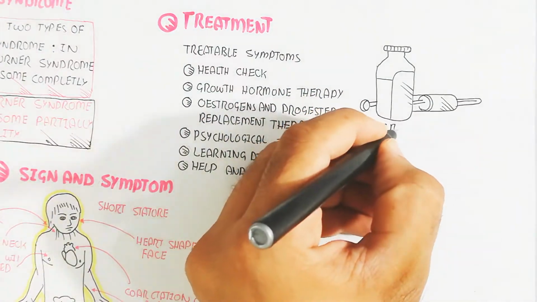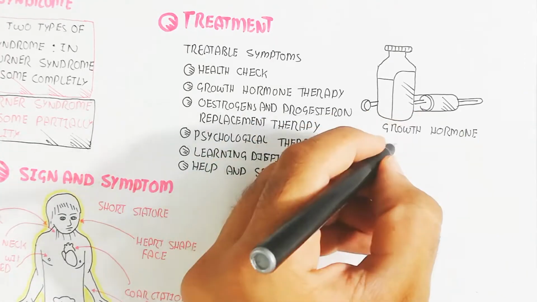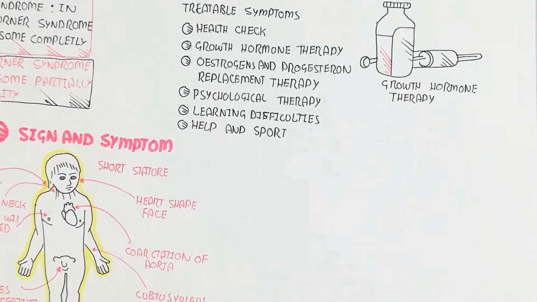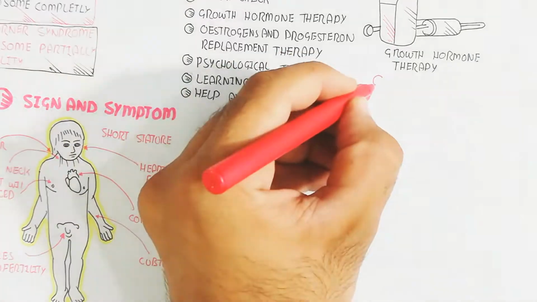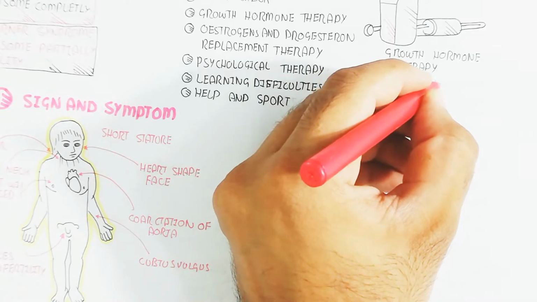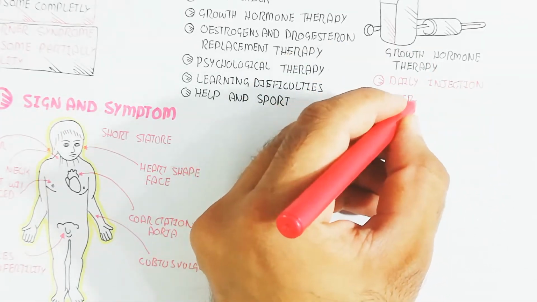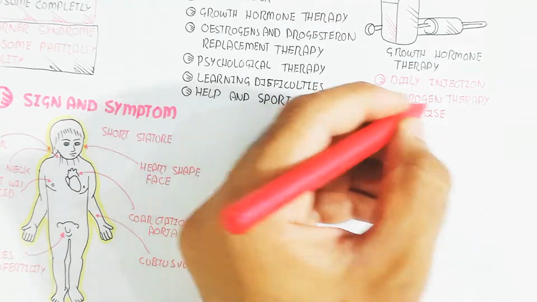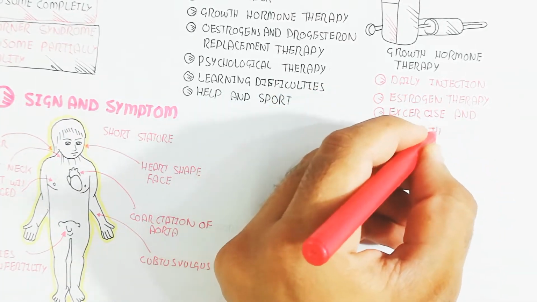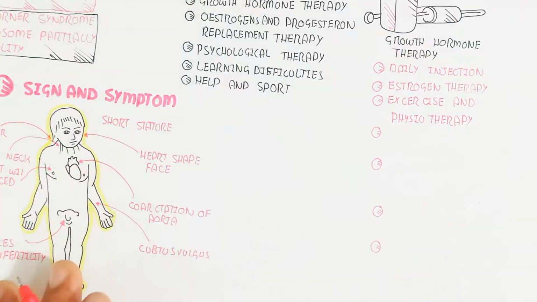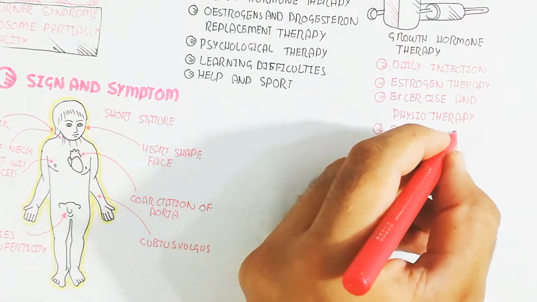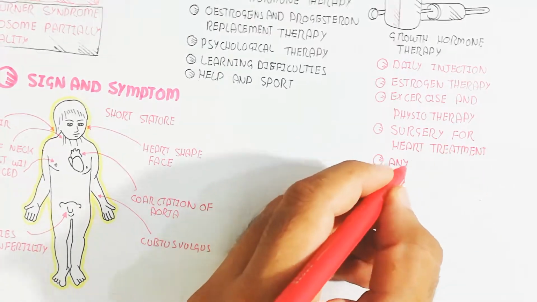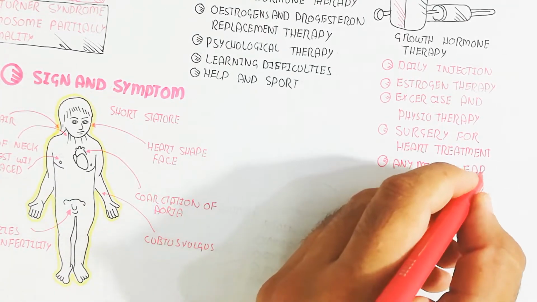But in this case, what is the growth hormone? The growth hormone is basically used for development during the early age of the Turner syndrome patient, while the daily injection of the growth hormone is very important for normal growth. On the other hand, estrogen therapy is used, and also exercise and physiotherapy, and surgery for heart treatment if the heart is damaged.